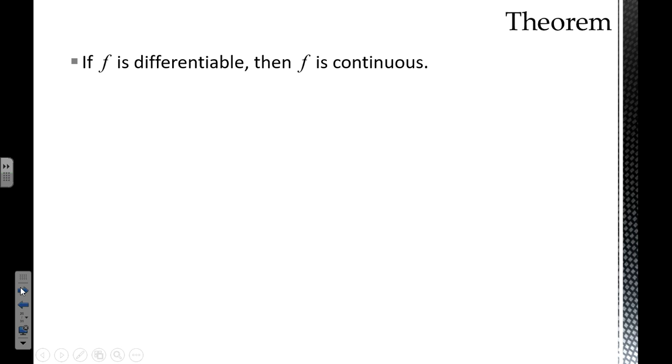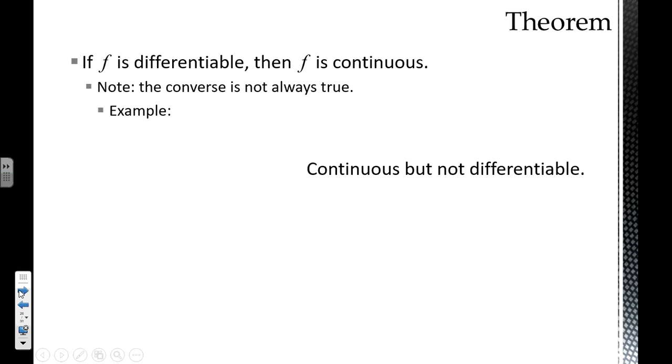All right, some notation. Oh, sorry. The converse is not always true. If continuous, then differentiable. Can somebody give me an example of a graph that is continuous but not differentiable? Absolute value of x. Anytime we have a corner, right, we could be continuous but not differentiable. Okay?